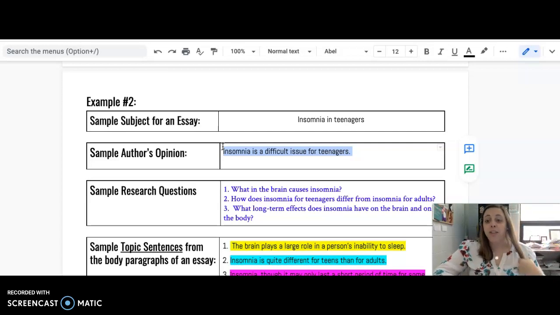I don't really want your opinion in this. I want you to teach me things. So I'm going to teach you things about insomnia that help me prove that, well, the research that I've done about insomnia shows that it's an issue for teens.